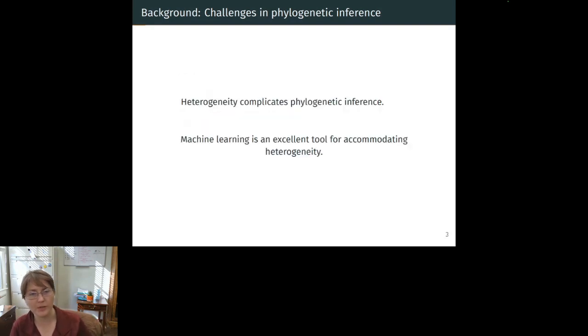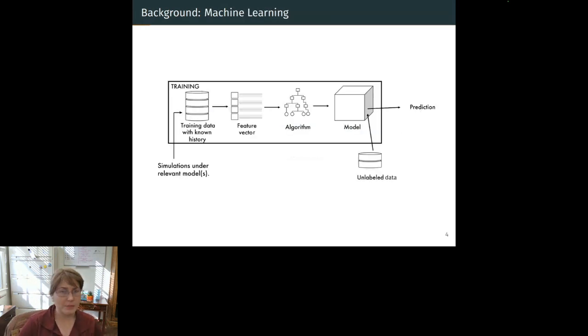And so we know that heterogeneity complicates phylogenetic inference, and we also know that machine learning can be an excellent tool for trying to accommodate heterogeneity. I'm going to be talking about supervised machine learning approaches today. And in supervised machine learning, our goal ultimately is to make some prediction. So for example, in phylogenetics, we might want to predict a tree topology. To do that, we have to have what are called training data. Training data are data sets where we have data and we know the history or label for that data set.